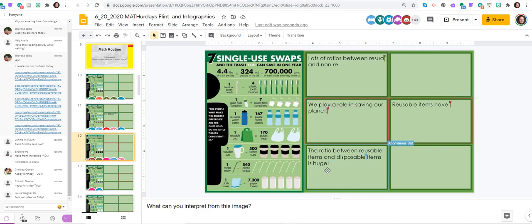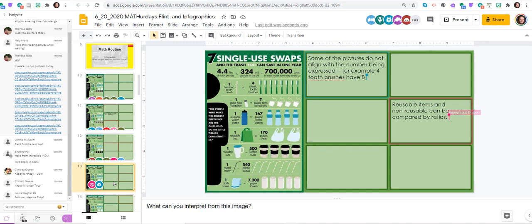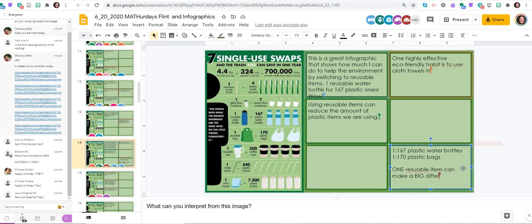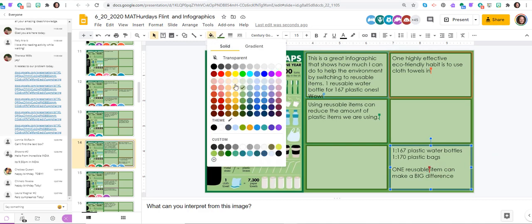Someone says the ratio between reusable items and disposable items is huge. Can you turn on your mic and elaborate a little bit more? How do you see that in the infographic? Hi, Dr. Wills. It's Erin. I see it as, when I look at, for example, the one metal straw for 540 plastic straws, that disparity and just that comparison is huge. One per every 540. And same with a lot of these other things. The only one, I guess there's some small ones, but a lot of them are very large.